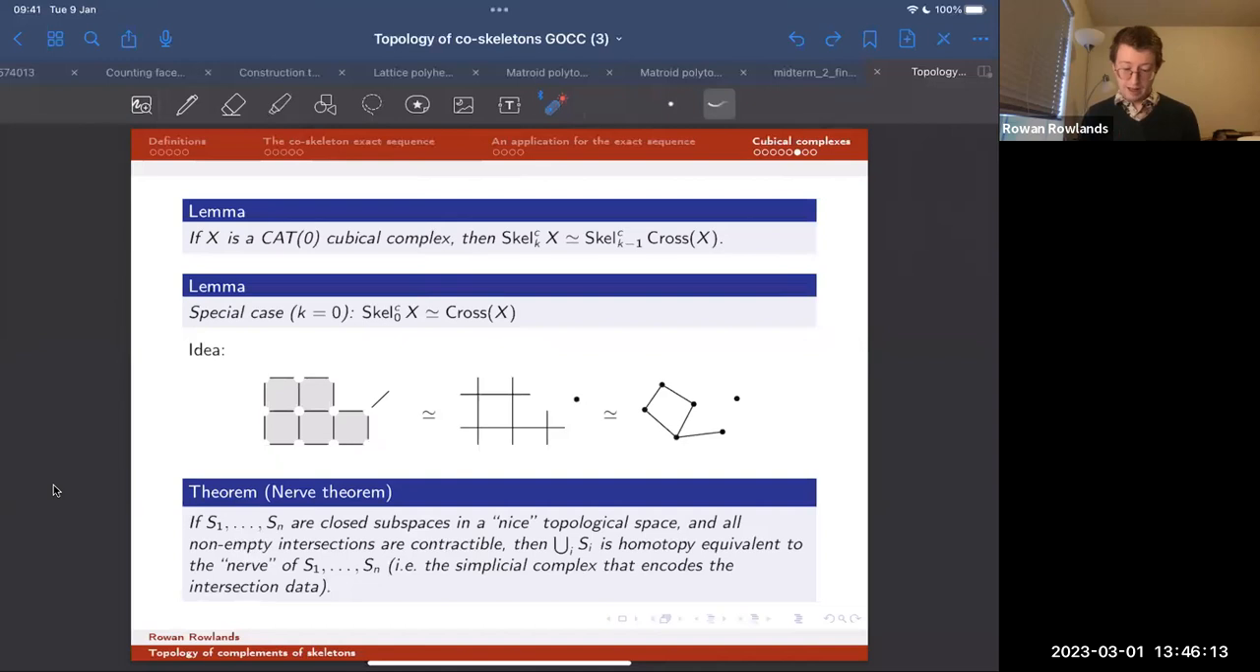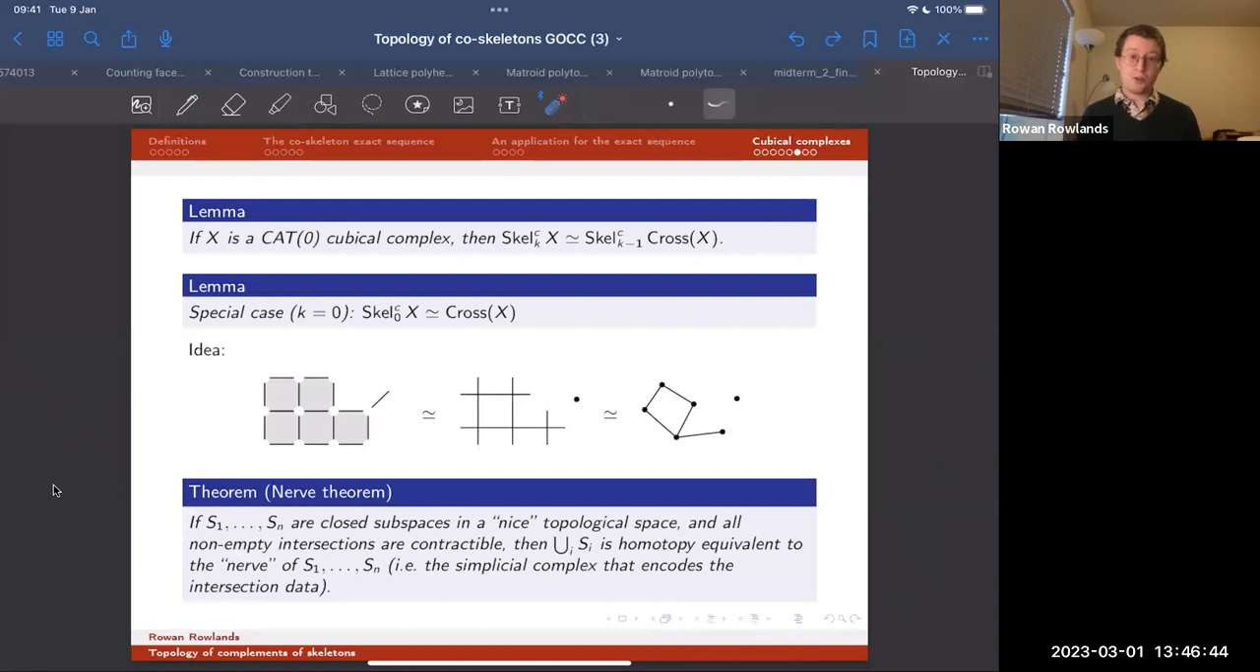vertices deleted, you can take a deformation retraction from that cubical complex to the union of its hyperplanes. So for each cube, you can take that cube with the corners deleted and deformation retract it down onto the union of its midcubes, and do the same for every cube and glue those cubes together. You glue the deformation retractions together as well. You get this retraction here onto the union of the hyperplanes.